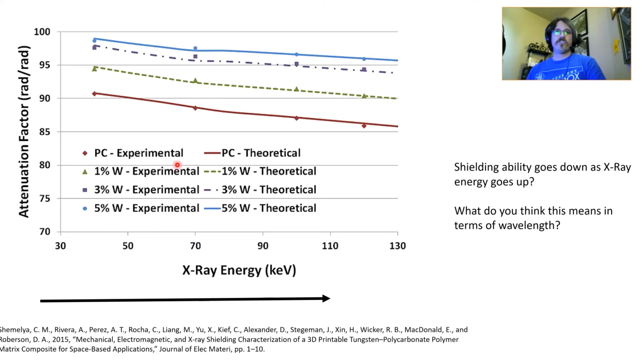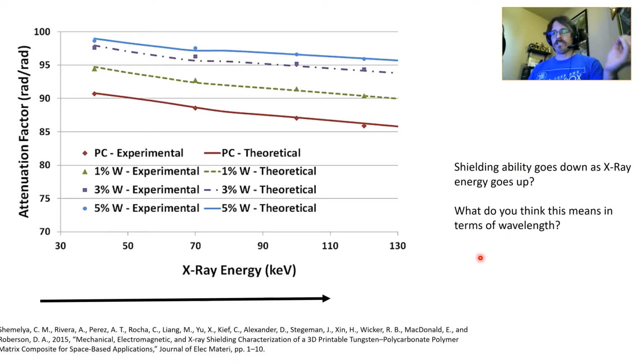This is another graph, and they changed the X-ray energy. One thing that you want to realize is that your X-ray shielding, your mass absorption coefficients, will change depending on the energy of your X-rays. I'm asking you to bring things that we talked about in the previous lecture together with this lecture. So the shielding ability goes down as the X-ray energy goes up. What do you think this means in terms of wavelength?